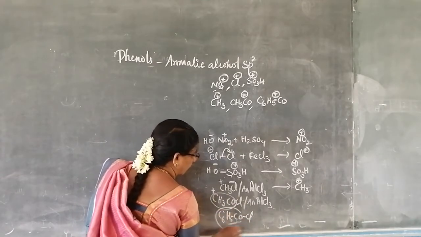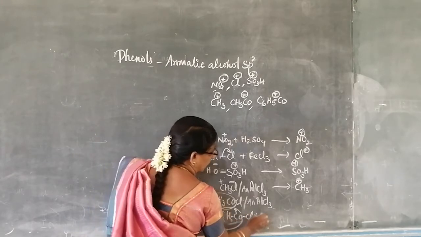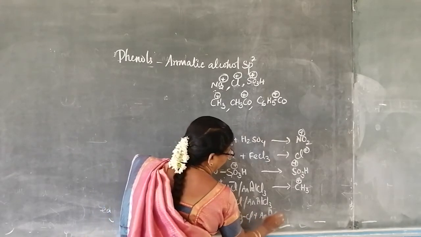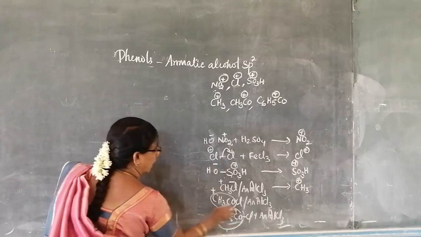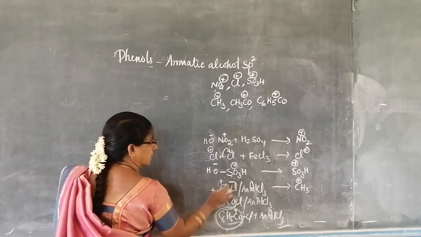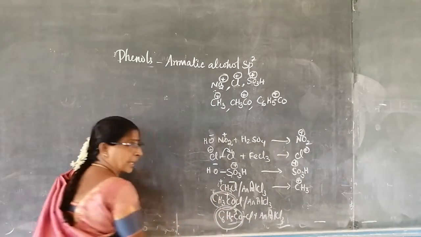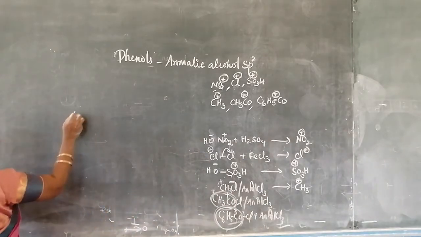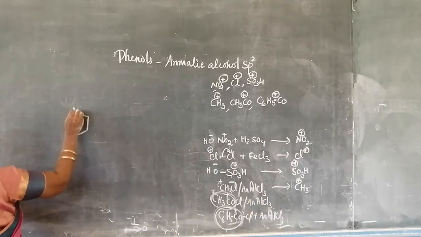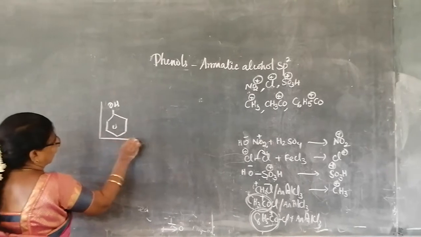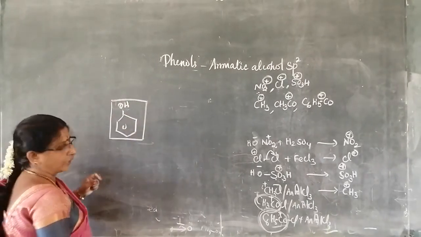C6H5COCl, benzoyl chloride with anhydrous aluminum chloride, will produce the benzoylation electrophile. This is an electrophile. This is an electrophile. Am I correct or not? Now let us take phenol, which is the ortho-para director. Already we have seen that.